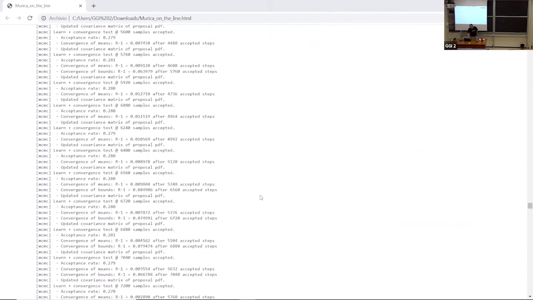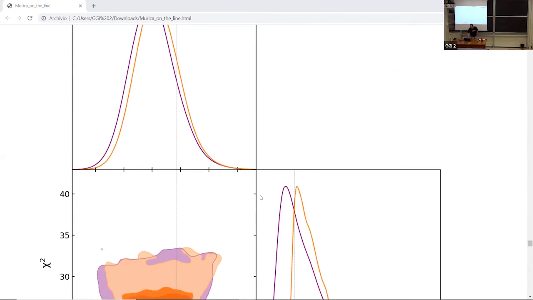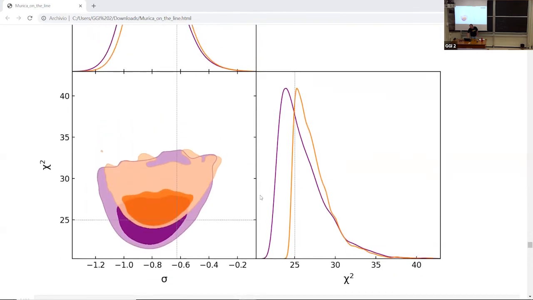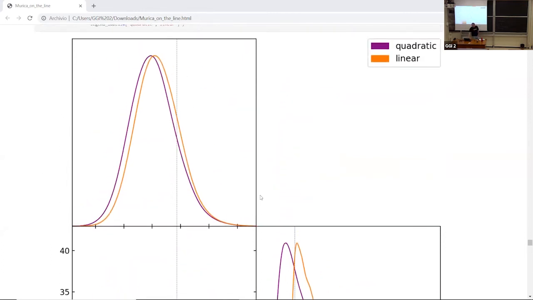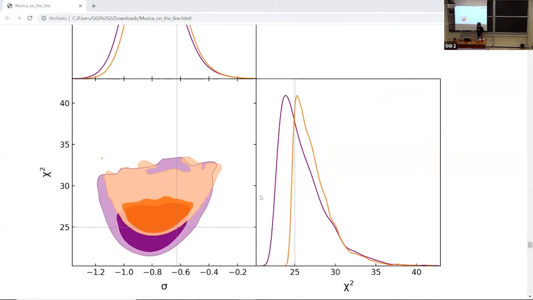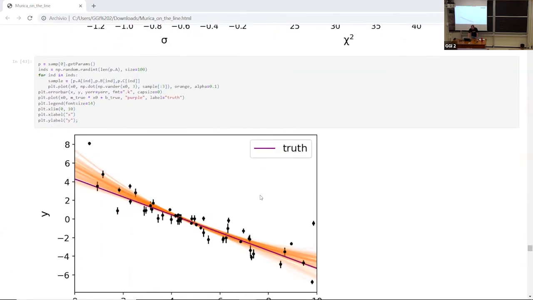So now, first let's look at what happened for the only two parameters that they have in common. The chi square, and sigma, which is the fractional error. As you see, the solution for these two is equal. So the chi square of the two models is basically the same. You can see the chi square is not very different between the two. So I cannot say the quadratic model is a better fit than the linear. And also the fractional uncertainty is always the same.